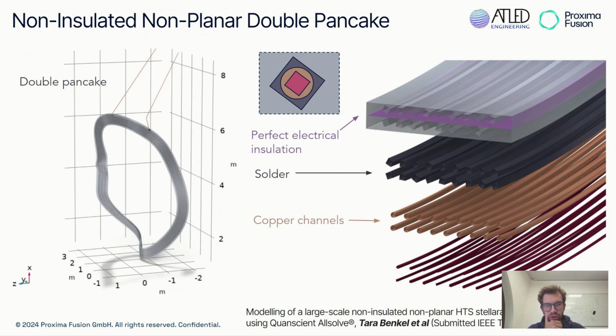This is a non-insulated non-planar double pancake. Here you see the double pancake. You see the current leads. You see the unit cell that's composed of HTS, copper, solder, and steel. So this is one of the classic unit cell designs for non-insulated coil that has been recently developed. It's a double pancake. Here we have a perfect insulation layer, so it's insulated between pancakes.